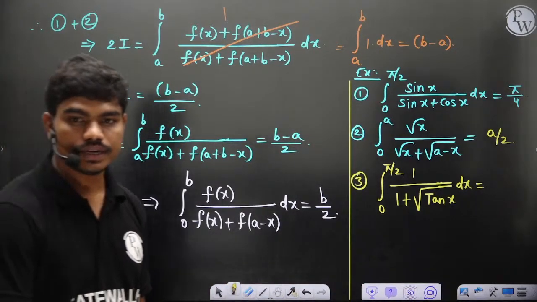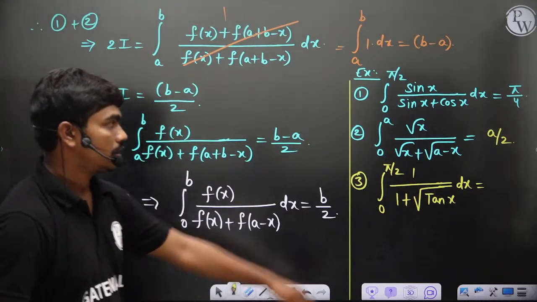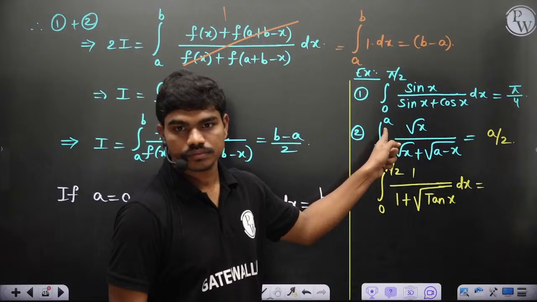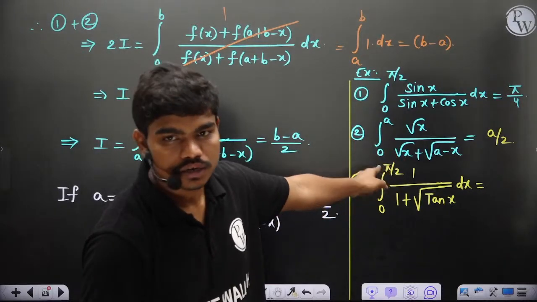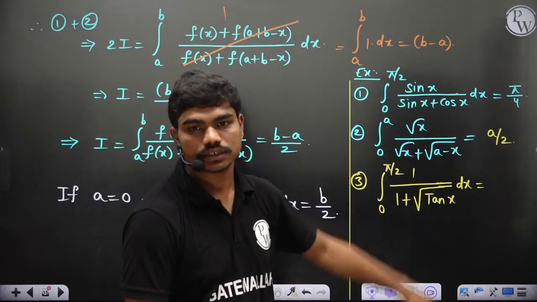At bottom b should be not a. Where? Here, because I have put a here, no? Okay, at bottom it's not b because it's a, because 0 plus a is a minus x. That's it.